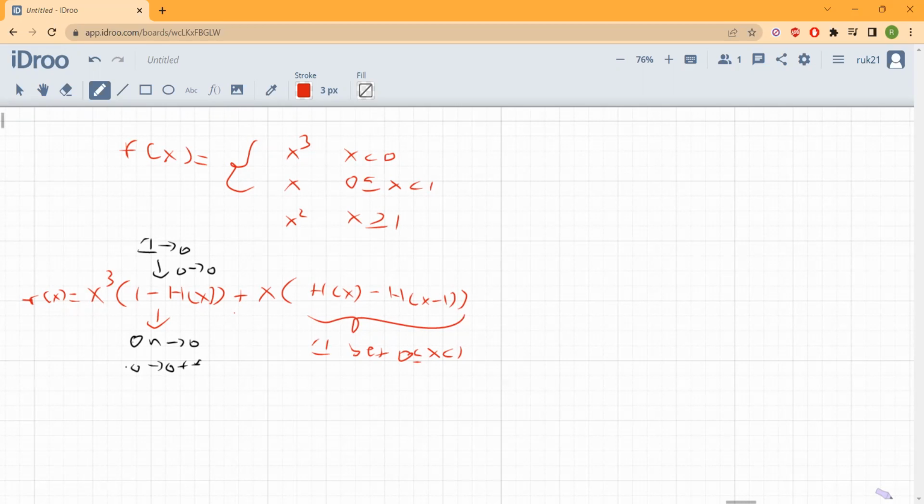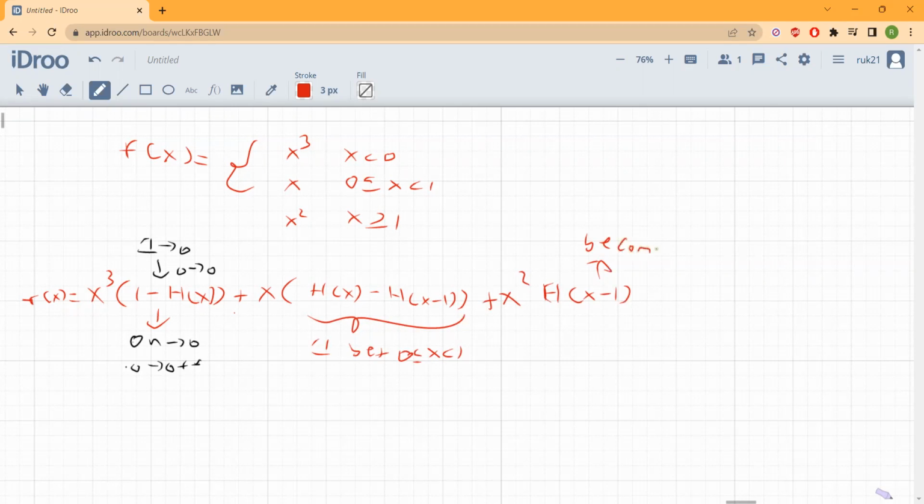Okay? And finally, we're going to say plus x squared, and we're going to have h of x minus 1. The x minus 1 here is because that just means that our h function turns on, or becomes 1.